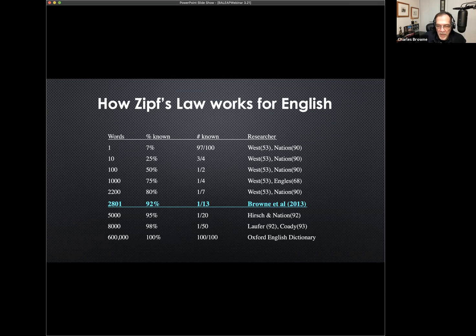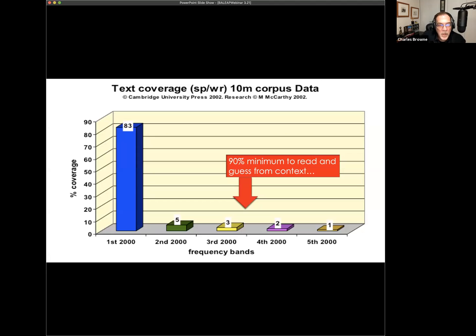So if we make a visual chart to represent this, the following slide is based on a 10 million word sample of the Cambridge English corpus. And what you can see in this slide is that if you knew the first 2,000 most frequent words in that corpus, in that 10 million word sample, those 2,000 words would occur again and again and again, and would make up about 83% of all the words of the 10 million. So basically, 83% means 8.3 million out of 10 million is the same 2,000 words occurring again and again and again.